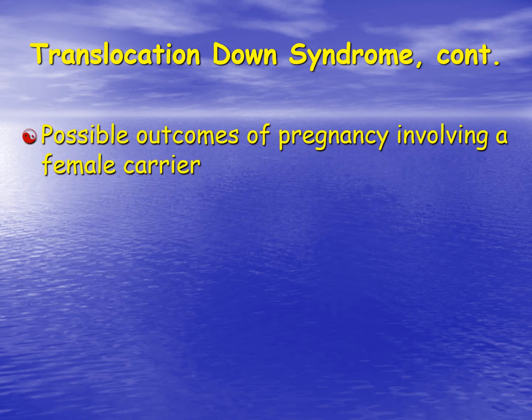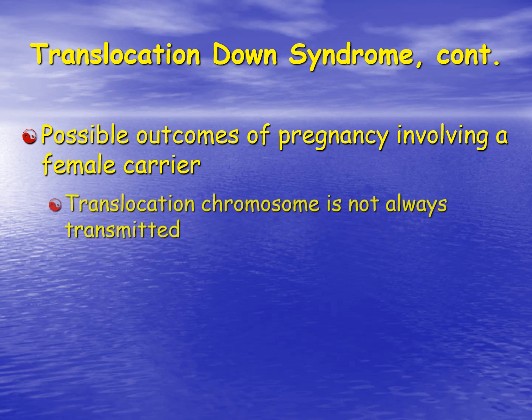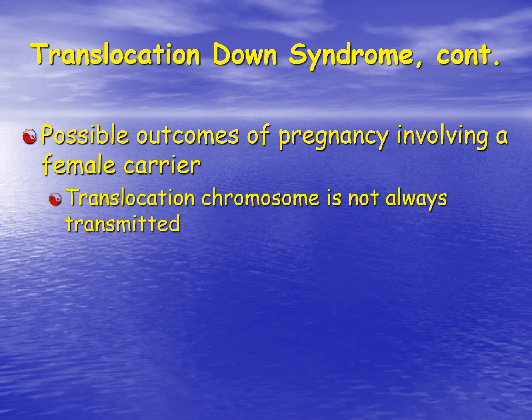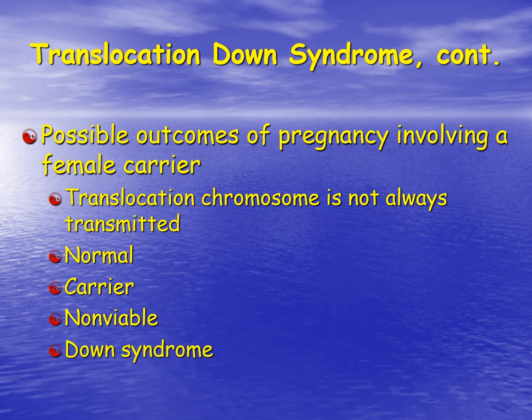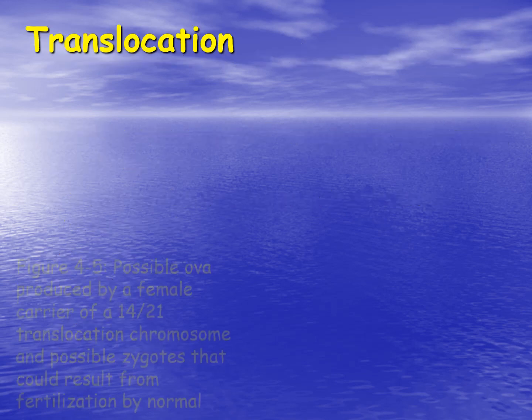Possible outcomes of pregnancy involving a female carrier: the translocation chromosome is not always transmitted because she does have one normal 14 and one normal 21 chromosome. So it could be that the offspring is completely normal, or that the offspring becomes a carrier, or that the offspring is non-viable. Or the fourth outcome could be potentially translocation Down syndrome.